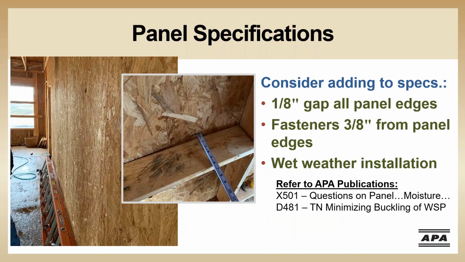And a couple other things that you could consider adding to your specifications, making sure you have an 1/8 inch gap on all panel edges. So panels, when they come from the manufacturer, they're going to be really dry. As they acclimate to the environment, they're going to tend to expand. And having that 1/8 inch gap is going to allow the panels to expand without having to deal with things like wall buckling. It's also important to have fasteners 3/8 of an inch from panel edges. And then if you're interested in referencing some wet weather installation tips, you could refer to a couple of APA publications shown on the slide.